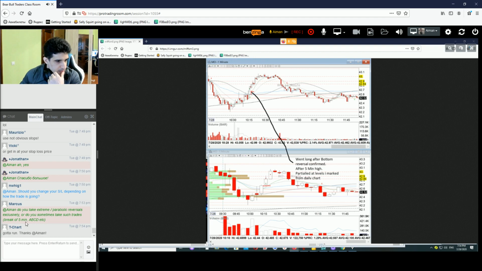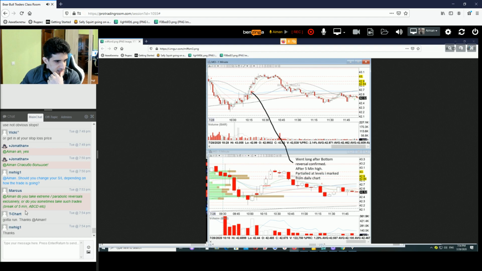Do you take extreme parabolic reversals exclusively, or do you sometimes take such trades as a break of the 5-minute chart ABCD pattern? I actually came to the extreme reversals or parabolic reversals because I was trading the ABCD patterns. I noticed when those ABCD patterns or trend trades get extended, and I noticed when they start making those big pullbacks. And when I'm in a trend, in a really good move, sometimes I was holding through this pullback and exiting with a small profit. But noticing that I should actually exit right here, I started implementing this place as a new setup to the short side.